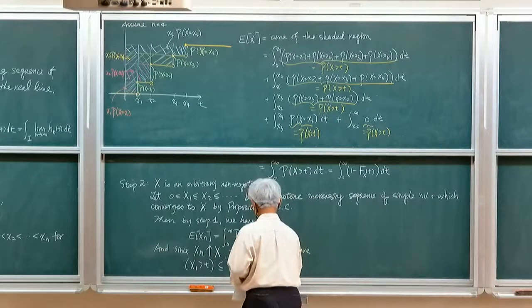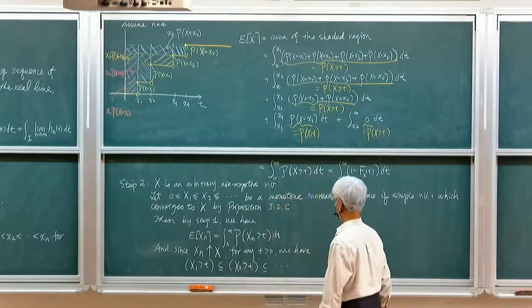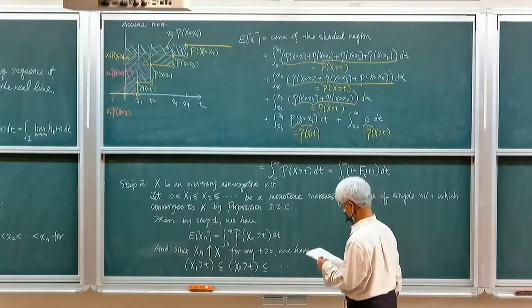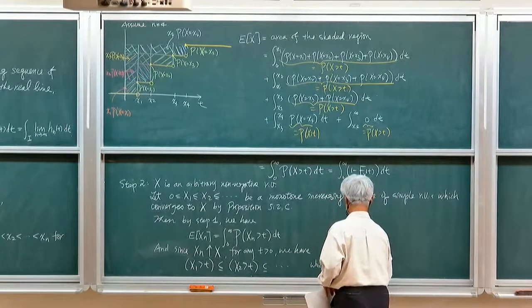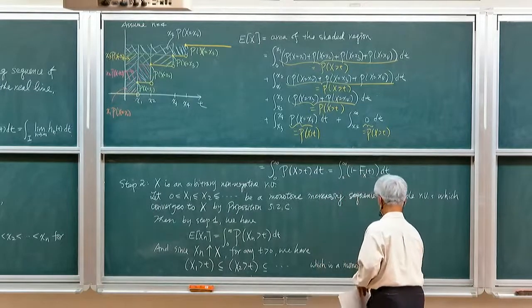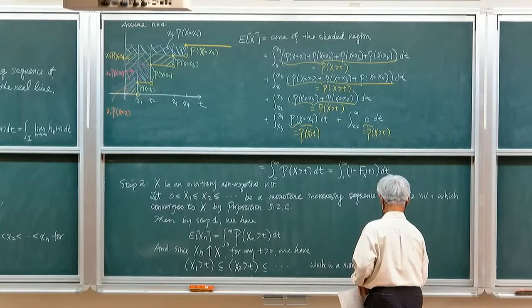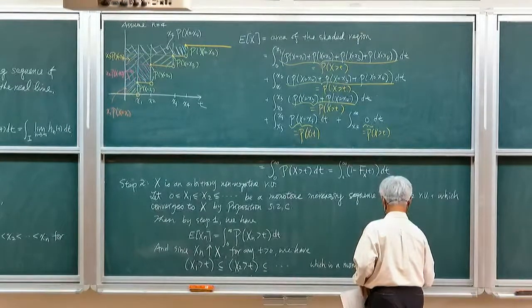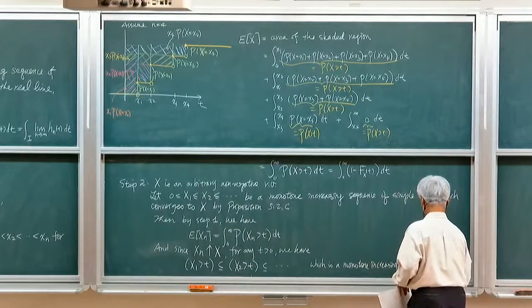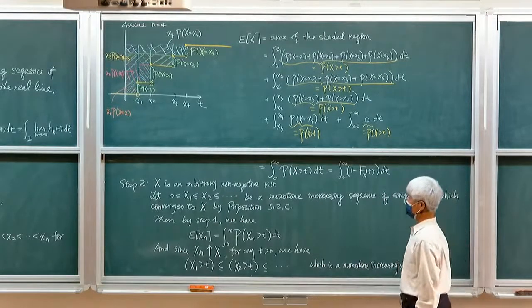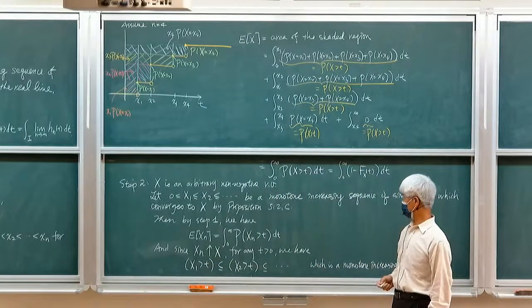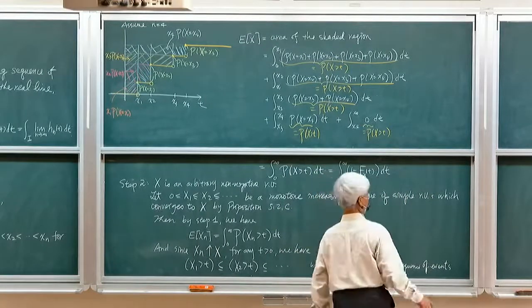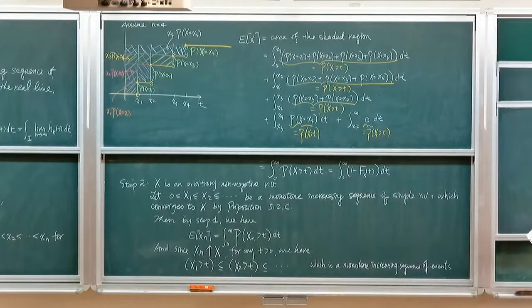So now we have a monotone increasing sequence of events, for any t greater than 0.